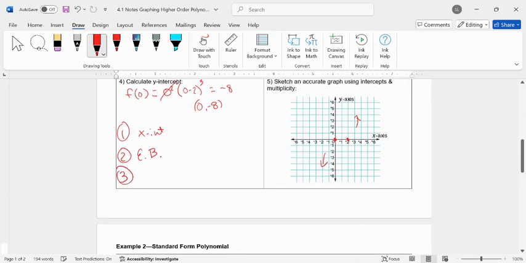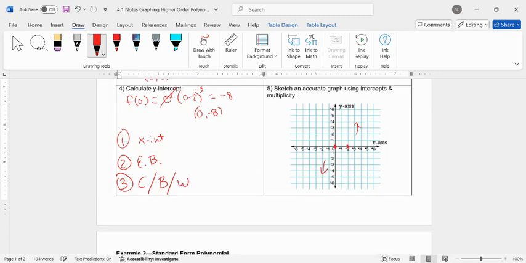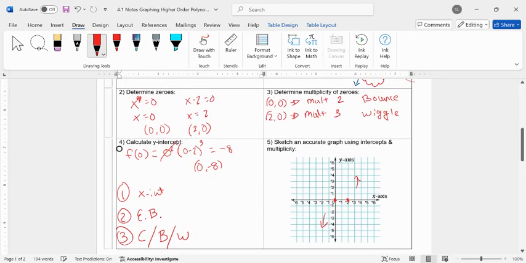Third, I want to do my cross. That's not a C. I'm going to do my cross, bounce, wiggle. This is for our multiplicity. So I like to move from left to right because we can attach to the end behavior. So as I move left towards (0, 0), I know I'm going to bounce at (0, 0), which means hit it, don't cross it, turn back the other direction.